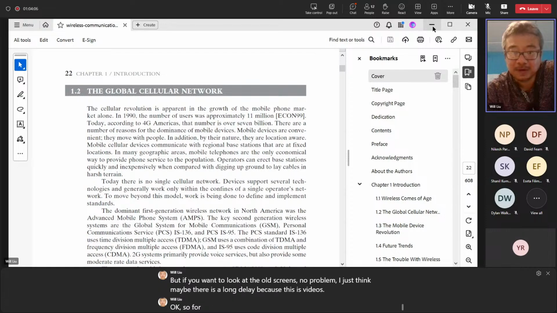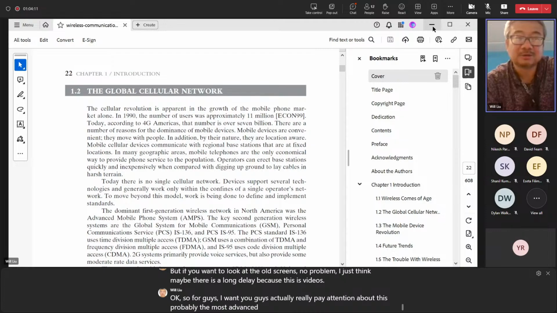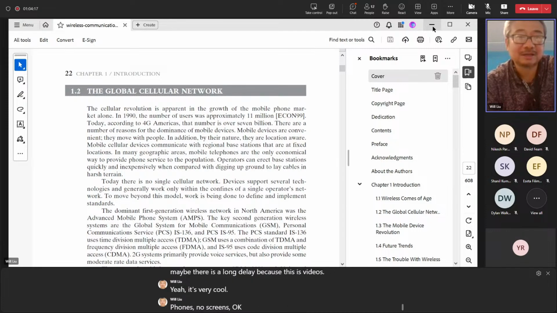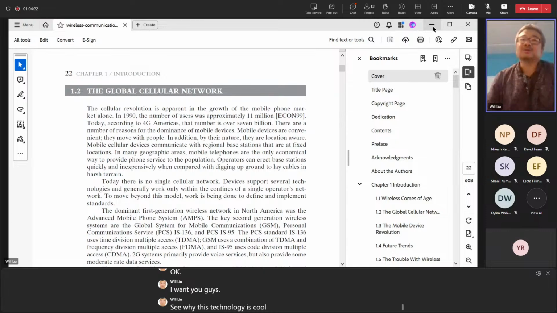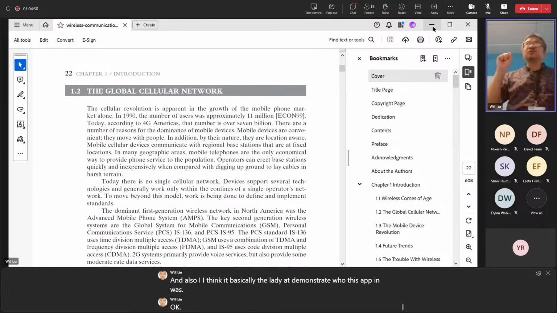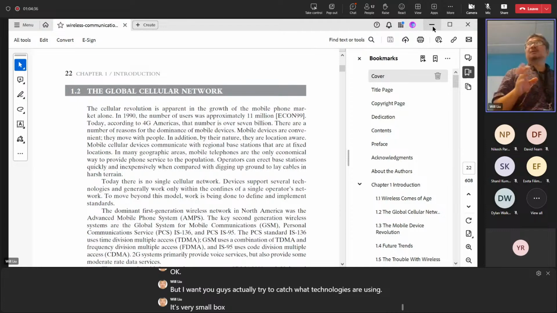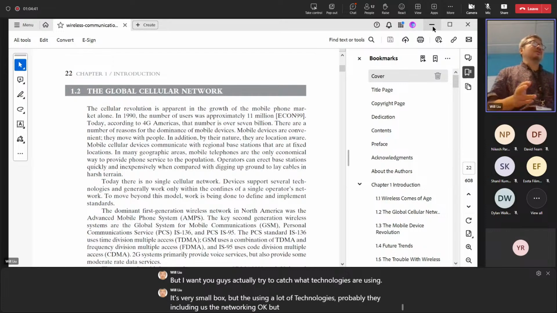I want you guys to really pay attention to this, probably the most advanced technology. It's a very cool phone, with no screen. I want you to see why this technology is cool. Also, a lady demonstrates how this device works. I want you to try to catch what technologies are used. It's a very small box, but they're using a lot of technologies, definitely including ours, the networking, but also other technology. It's very cool. I want you guys to pay attention.